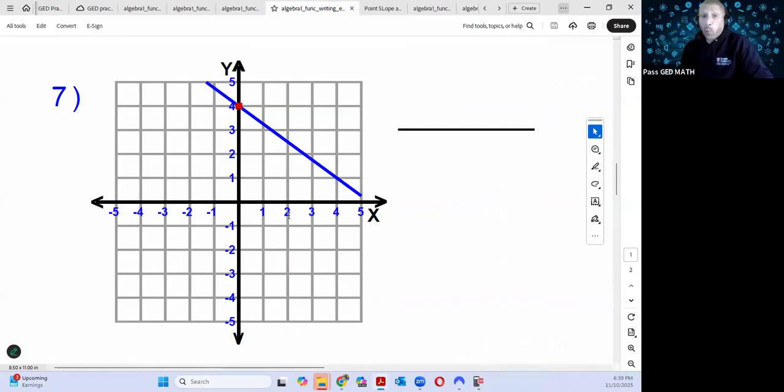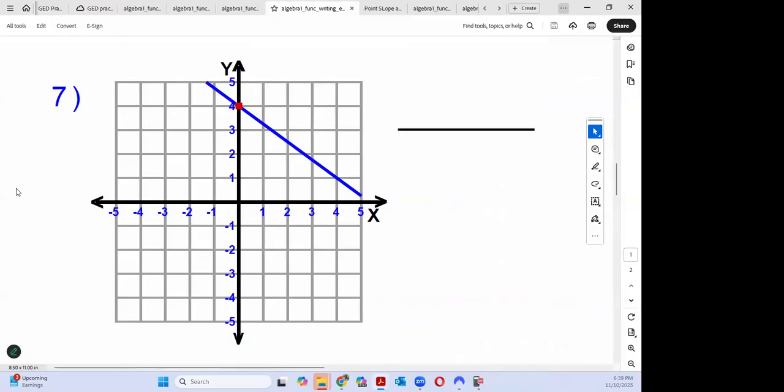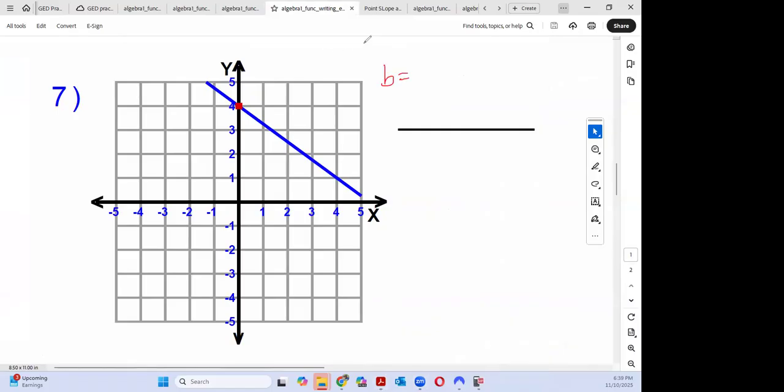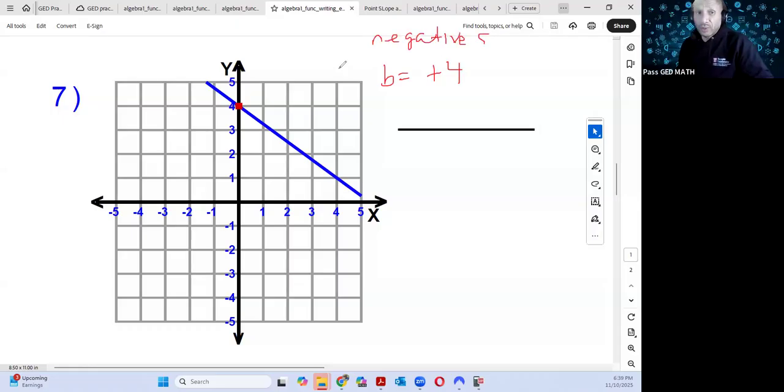What do I know? My y-intercept is a positive 4, and we have a negative slope. Perfect. Those are the two things I know. I know it's a negative slope. I know my y-intercept is 4.